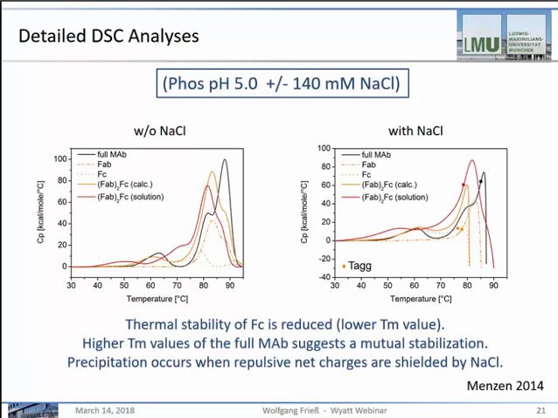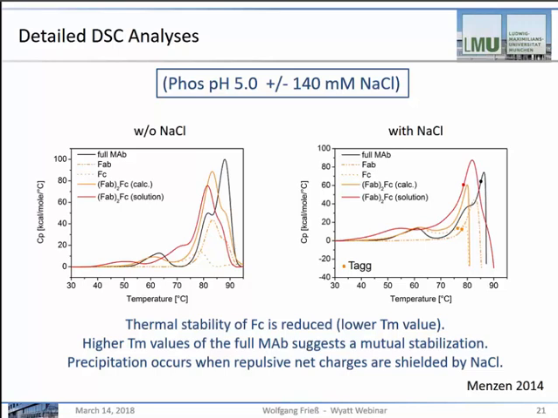Now we also have more of a mismatch between the solution mix of Fab and Fc, and even more pronounced so for the full mAb. And what we also notice is that we don't have aggregation at all anymore, neither for the fragments nor for the full mAb.